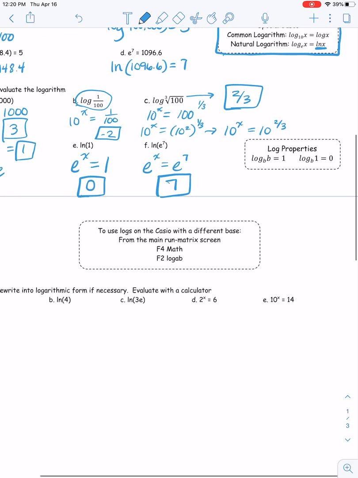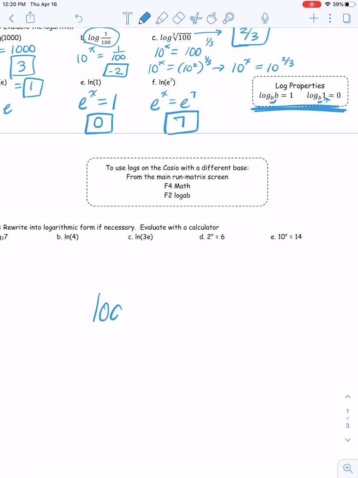So I just listed some log properties here. That's kind of what I was talking about earlier. If your base and your argument are the same, then you know that exponent will always be 1. No matter what your base is, if your argument is 1, that exponent will always be 0. So if you see something like log base 7 of 1, you know that that's going to be 0 because anything raised to the 0 power is going to equal 1. Remember, you're always going in that counterclockwise direction when rewriting your logs to exponentials. So if your argument is 1, your exponent's going to be 0. If your argument and your base are the same number, then your exponent is going to be 1.